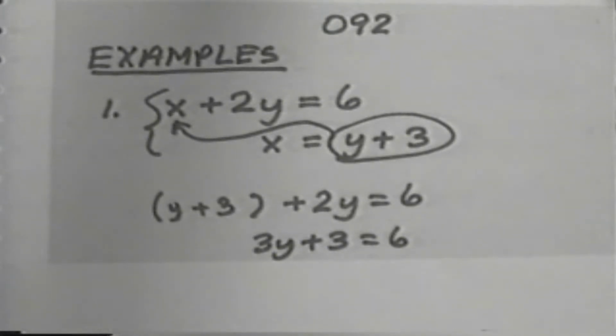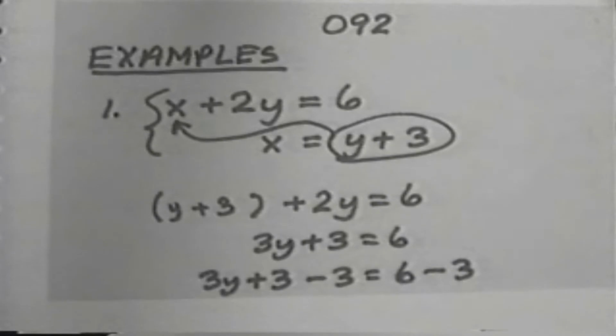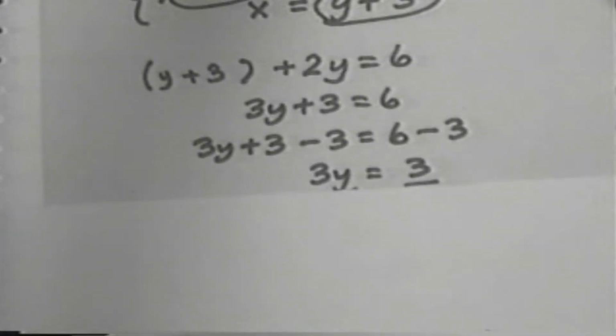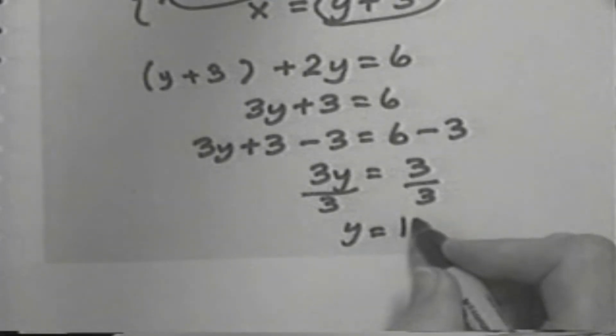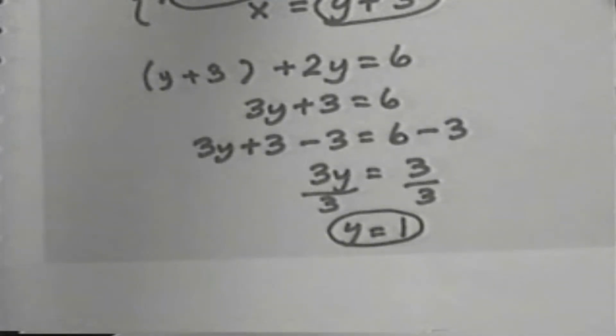We solve the equation by sorting laundry. We'll get rid of the 3 on the left-hand side by subtracting 3 or adding its opposite. If we subtract 3 from both sides of the equation, that gives us 3y is equal to 3. Then we can divide by the coefficient of y, which is 3. Divide both sides by 3, and we get y is equal to 1. So here's the first part of our answer. Remember that in a system of equations, you're looking for an ordered pair that solves the system. And so y equals 1 is half the job done.